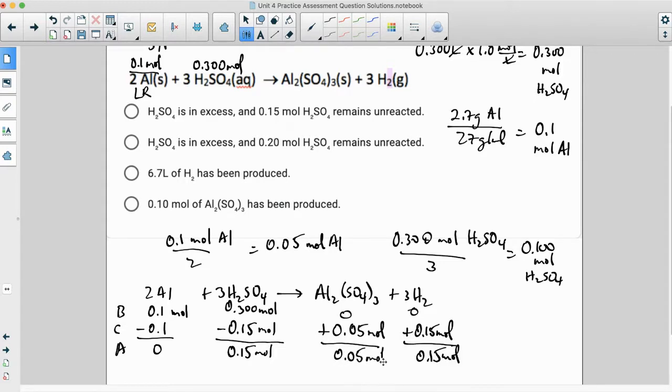Now let's look at the answers. It says H2SO4 is in excess and 0.15 moles. Well, that is the answer. That one fits, so we don't need to check any of the other ones. And clearly the second one is wrong. And 6.7 liters sounds a little bit too high, because we're taking this times 22.4 liters per 1 mole, and that would give us a smaller number than 6.7.